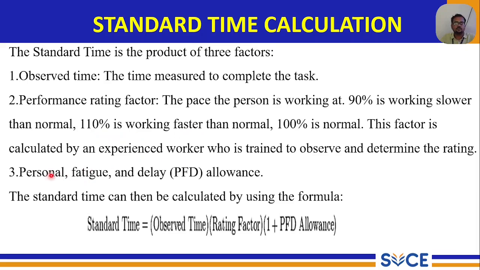So once the rating is done, you calculate your personal fatigue and allowances. Multiplication of that with your rating factor and observed time will give you your standard time.